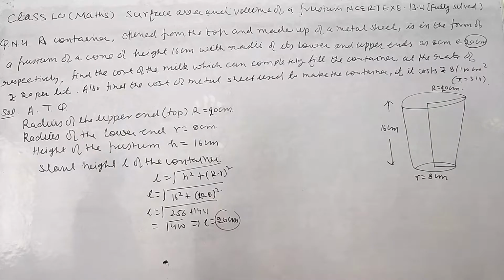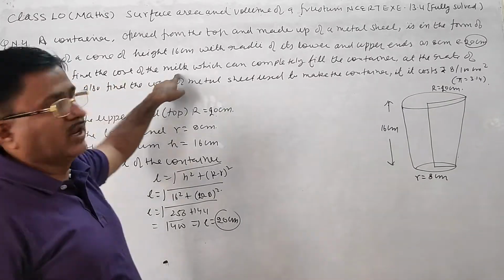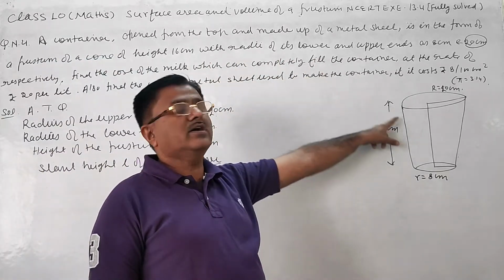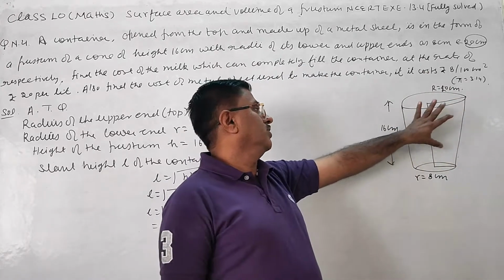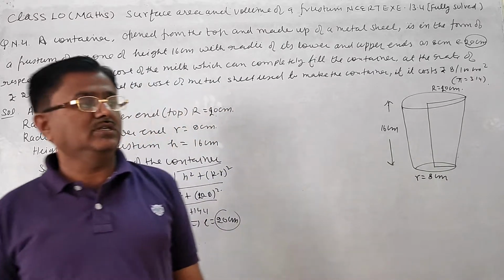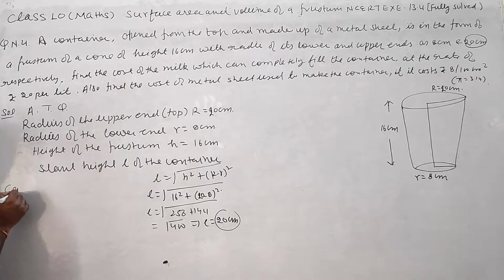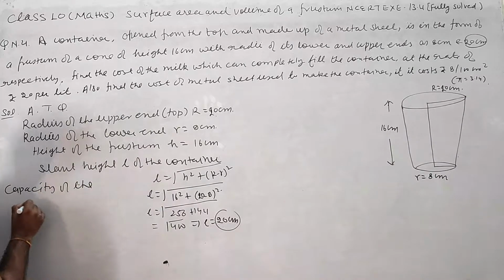Now we need the capacity because the question says find the cost of the milk which can completely fill the container. Completely fill the container means what quantity of milk will be held by this figure. So that is capacity. So we have to find the capacity of the container. So write down here, capacity of the container.